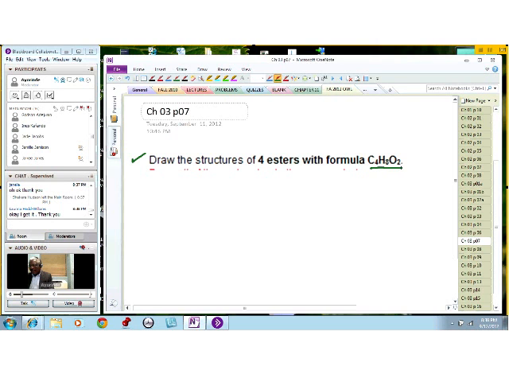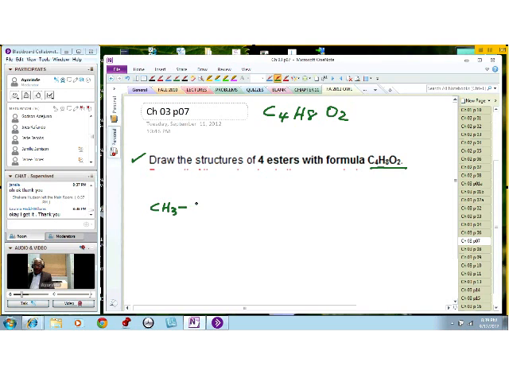Okay, so what they want us to do here is draw the structures for 4 esters with formula C4H8 and 2 oxygen. What they are testing here is whether you know what an ester is. We only have 4 carbon atoms, so let us give it a try. In other words, they want to know what an ester is.